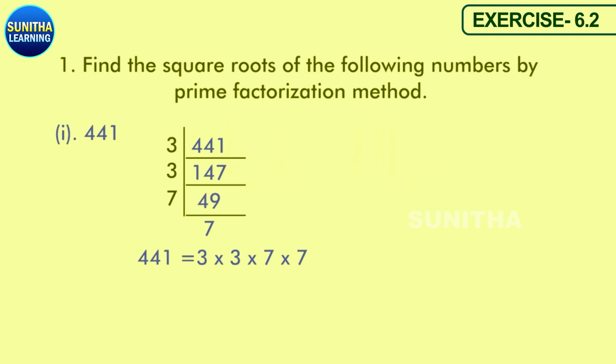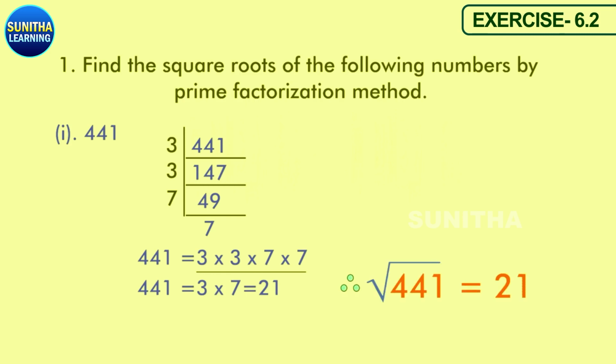To find the square root from these two equal factors, we have to take one outside. So from 3 into 3, we take one 3, and from the two 7s, we take one 7. So 3 into 7 becomes 21. Therefore, the square root of 441 is 21. Like this we have to do.